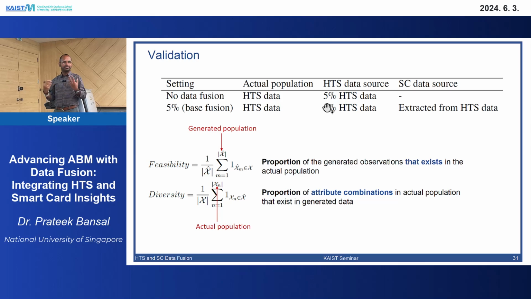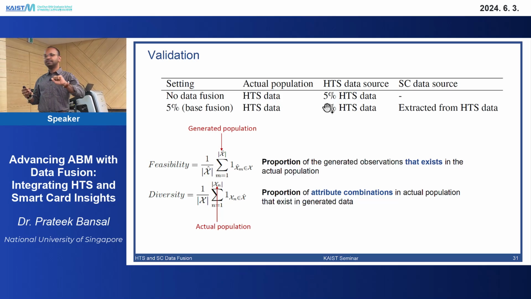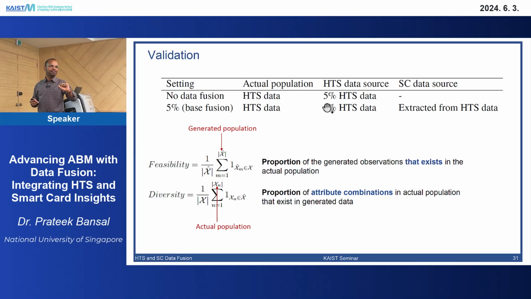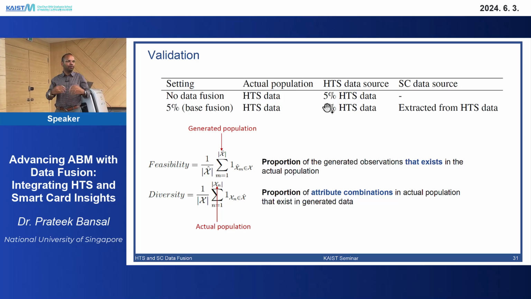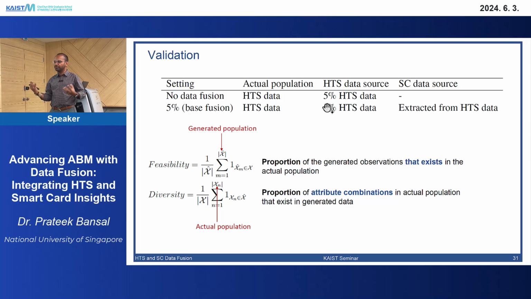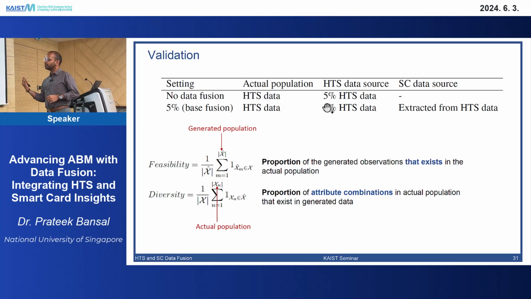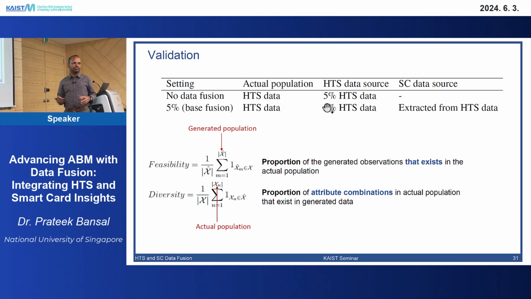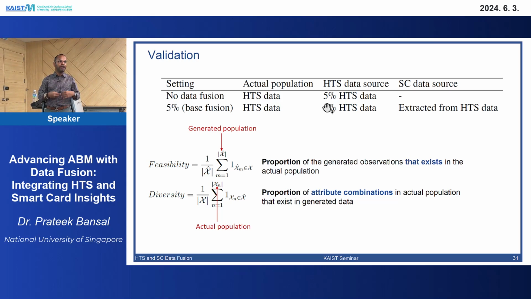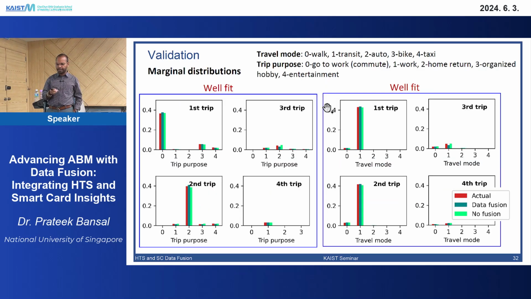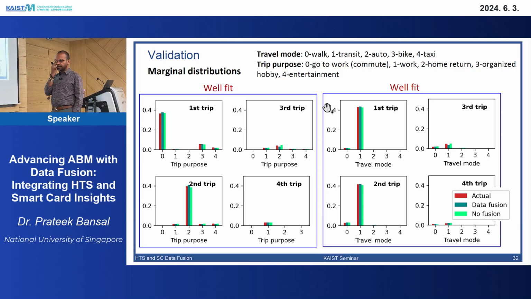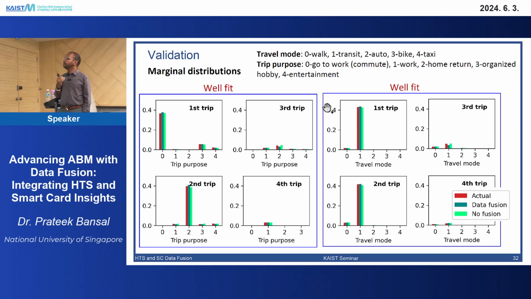So with this method, what we will try to do is compromise a little bit on feasibility in some situations, since we cannot achieve 100% feasibility the way we are doing the data fusion, but we will increase the diversity significantly, with the new attributes that we generate that are present in the actual population. So let's look at some of the results that we observed here.